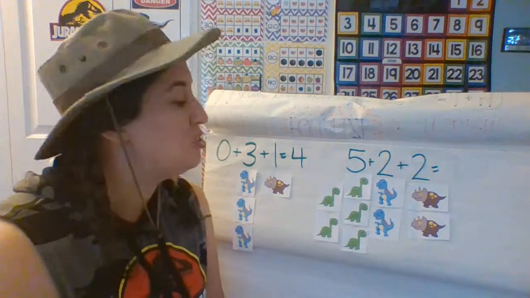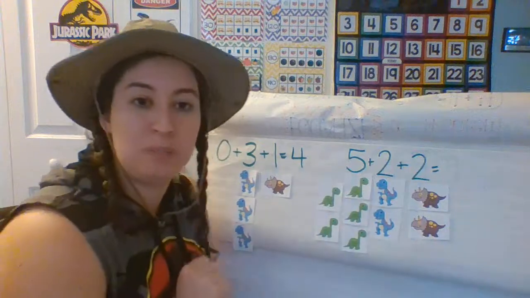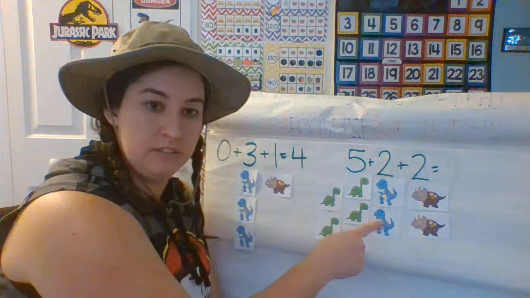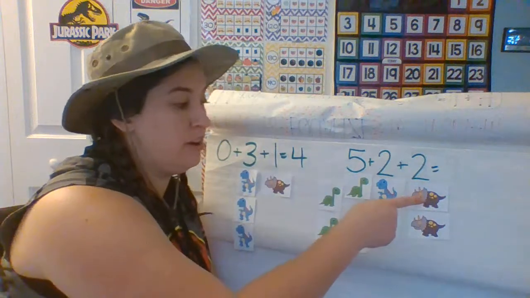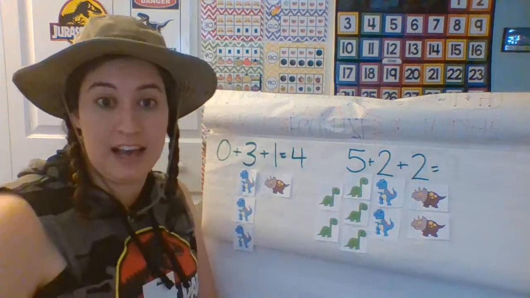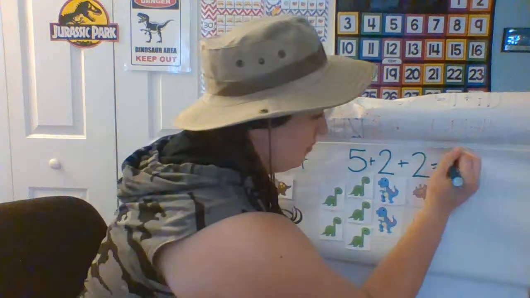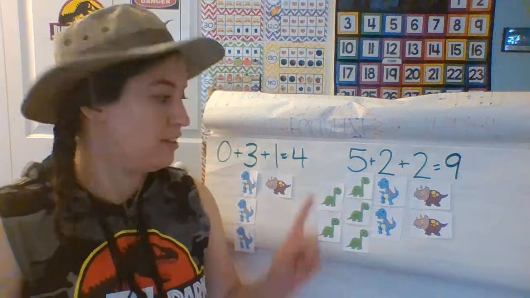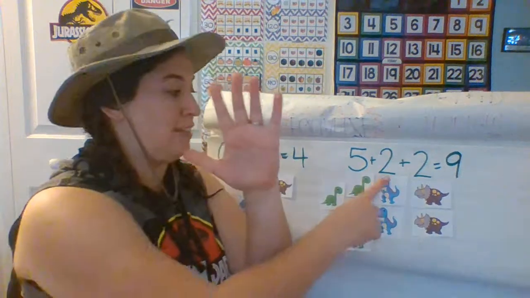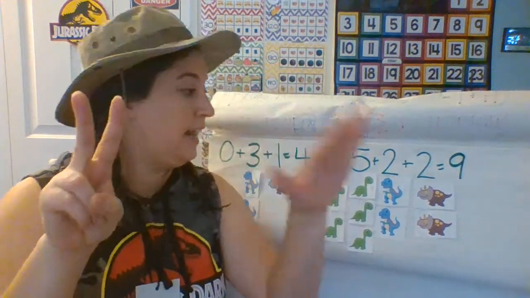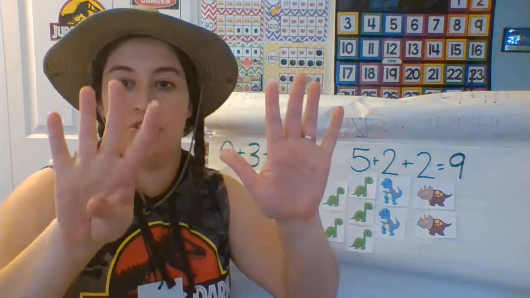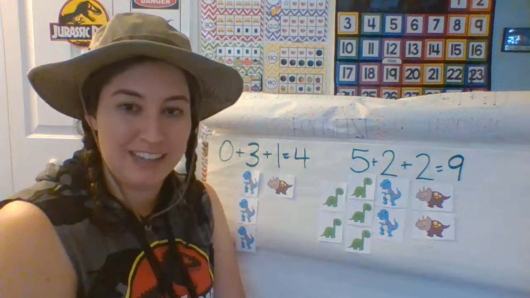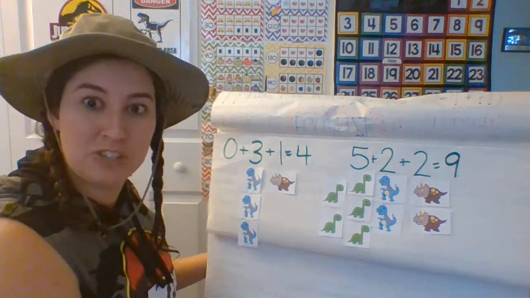Okay, let's start. So 5 plus 2 plus 2. We have 5, 6, 7, plus 2 more, 8, 9. Did you get 9? If I do that on my fingers, I start with 5, I add 2 more, 1, 2, and I add 2 more, 1, 2, making 9. That is how you add 3 numbers together.